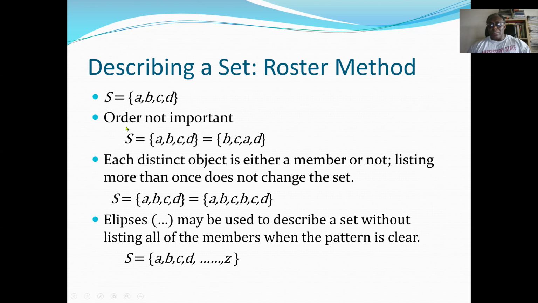So a set S, uppercase S, its elements can be A, B, C, D, or B, C, A, D. They are the same. Here we are talking about how they are ordered. Also, the uniqueness, repetition, is not really important. So for example, I may have a set S again. The members are A, B, C, D, or the members are A, B, C, D.